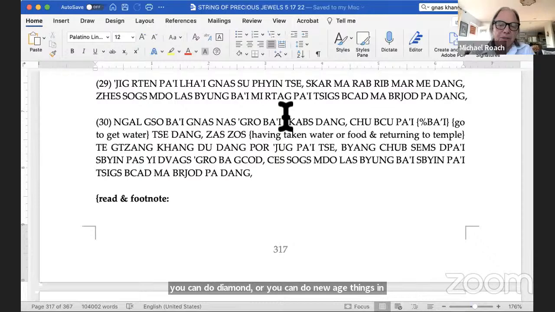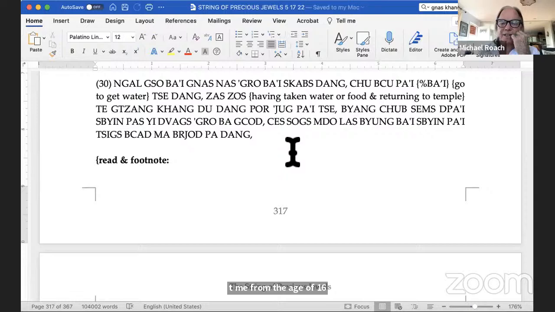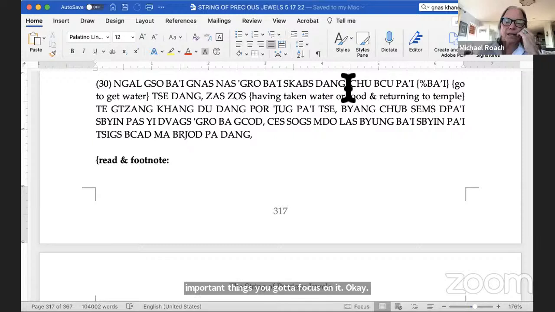All right, and trust me, from the age of 69, time goes so fast and you don't have time to do a lot of silly things. You've got to choose the most important things and focus on them. Okay. All right. One more, Venerable Synonym, number 30.